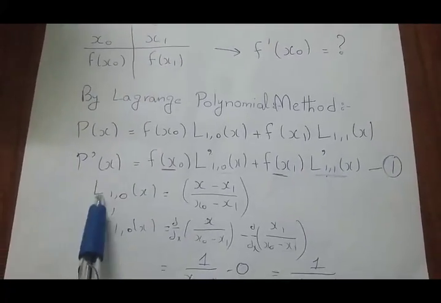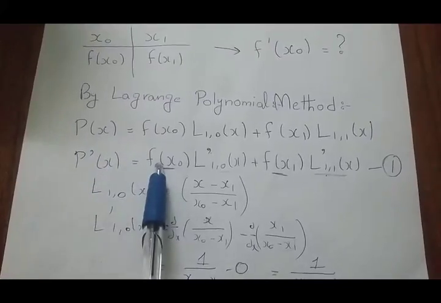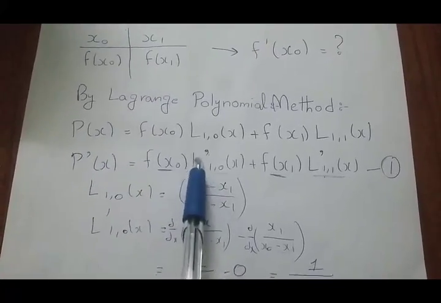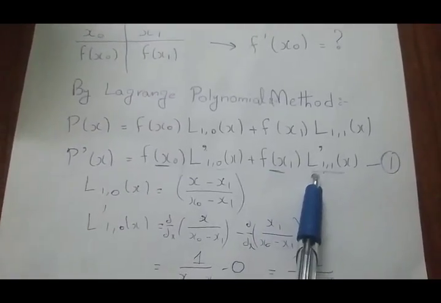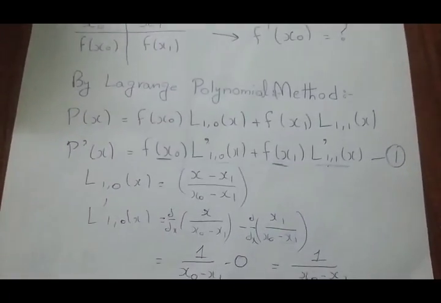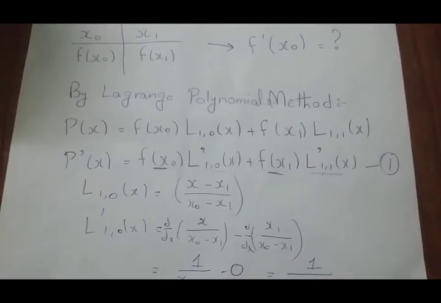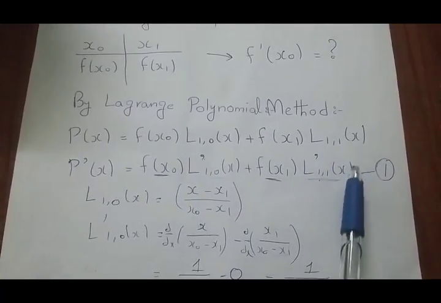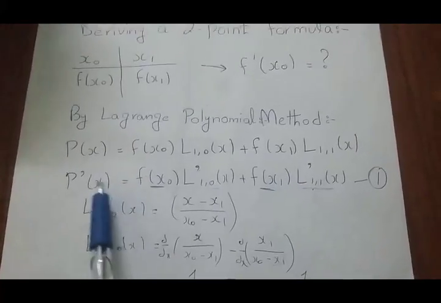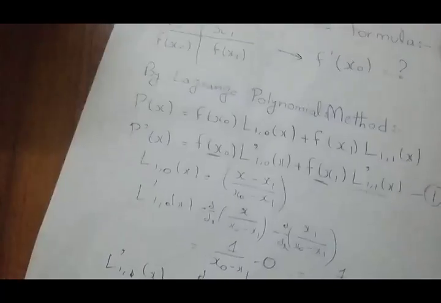By taking the derivative of this function, we get f of x0 into the derivative of the Lagrange coefficient at 0 plus f of x1 into the derivative of the Lagrange coefficient at 1. So we have to find the derivatives of these Lagrange coefficients first in order to approximate p dash of x.